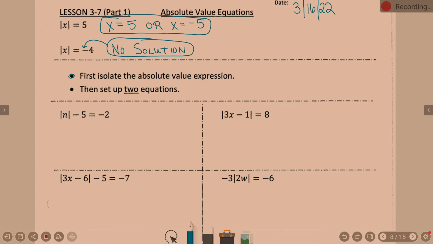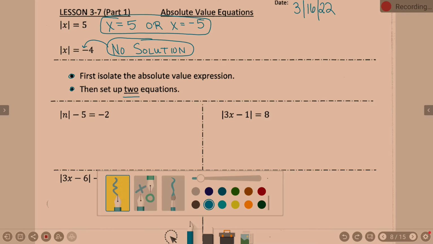We understand them better. So the idea is we're going to isolate the absolute value expression. We want to get the absolute value by itself. We want to isolate it, send it home to quarantine. Then after we isolate it, we're going to set up two equations: equal to the positive and then equal to the opposite. So let me take you through some examples here.